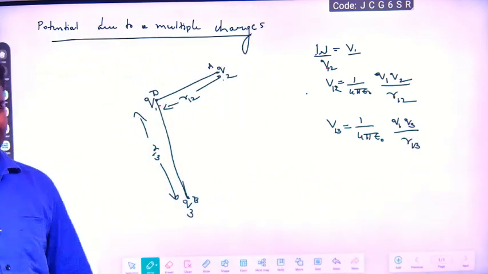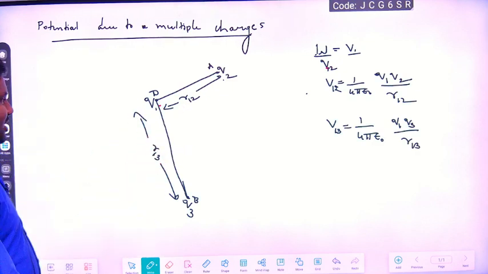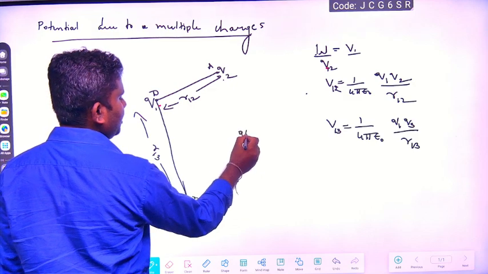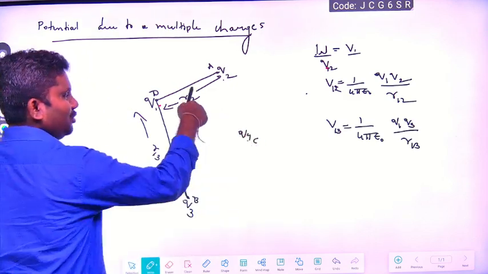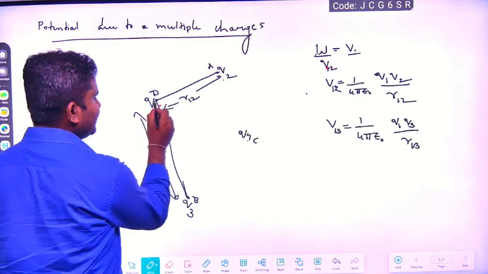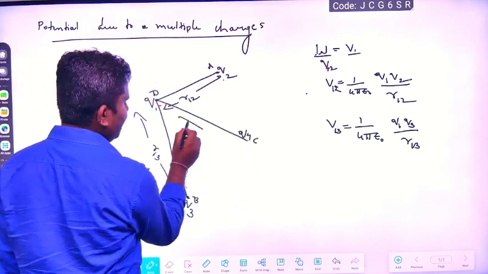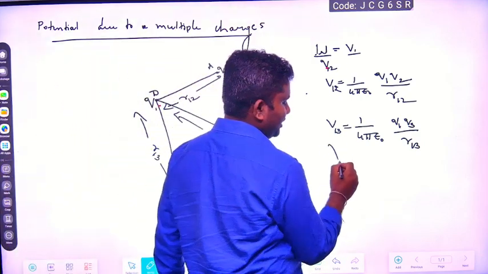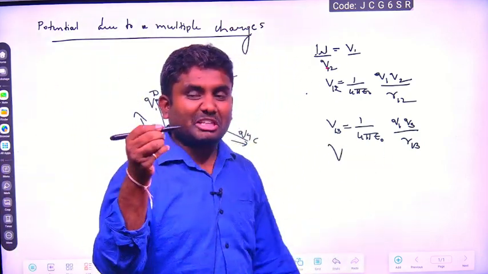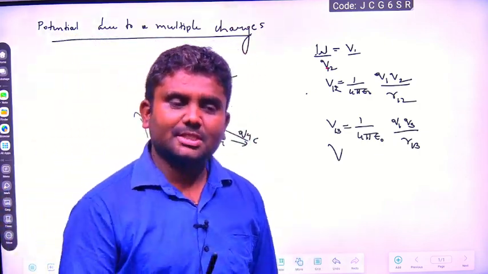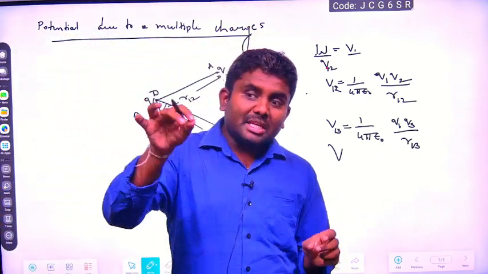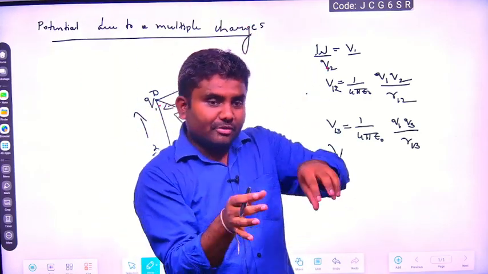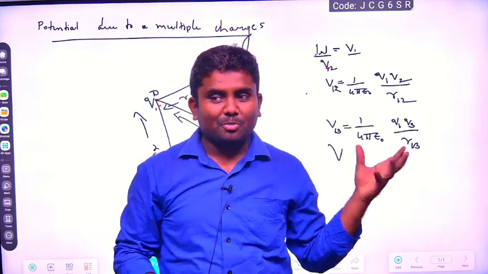Correct? Now this is just two charges we discussed. Now you take another charge at point C, which is Q4, at a distance R14. If you want to bring that charge also, you need to apply the potential, that is, do work. That work done is stored in the form of potential energy. Potential energy is the energy due to its position. If you bring the charge from infinity to that point, you are doing work, and that work done is stored in the form of potential energy at that point. That's why it is called potential.